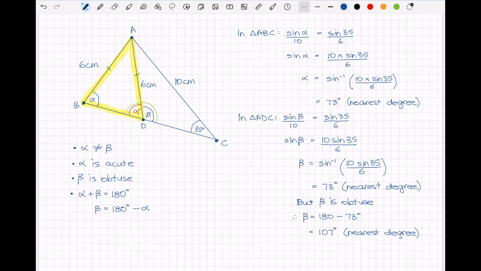So hopefully that example has helped you understand how the ambiguous case of the sine rule arises, and hopefully now if you do come across it, you'll know what to do.